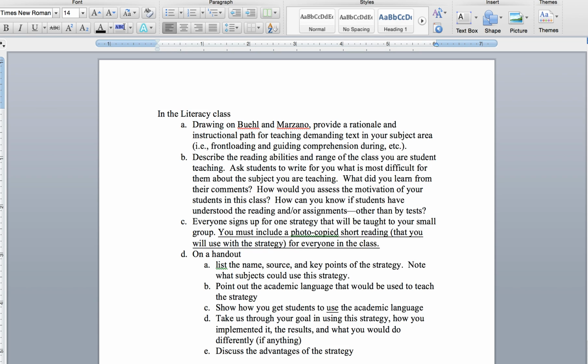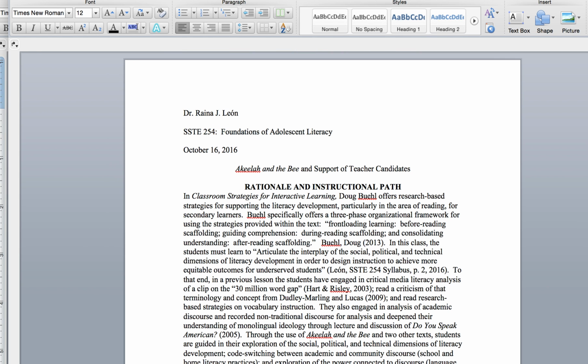So let's look at an example, which takes these concepts, these directives rather, and spaces them out. So your handout, for example, you want it to be geared towards your students. So if it doesn't make sense to include the key points of the strategy for your students, well then include them in your paper. Here's an example.